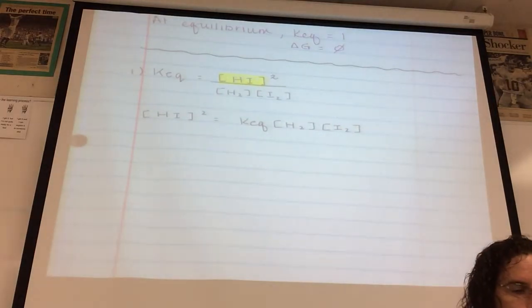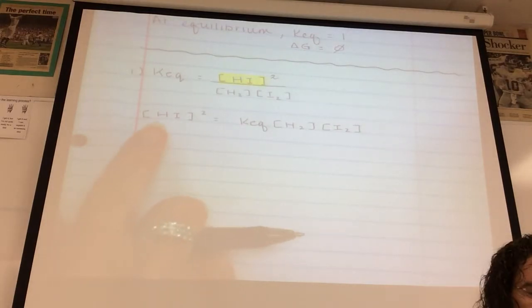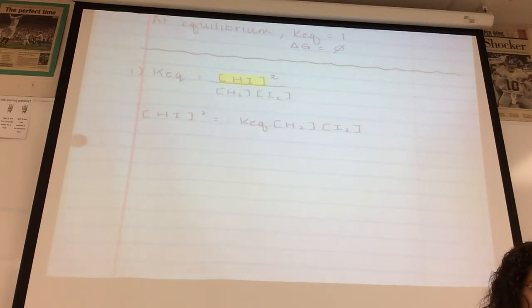As such, all I did was cross multiply to solve for the variable I want. Now I don't want hydrogen iodide concentration squared. I only want it to the first power. There are a couple of ways you can approach this. Most of you just say, okay, take the square root of both sides, which is fine. There's another way to approach it, which I'll mention here. It'll come into play more in the next few sections.